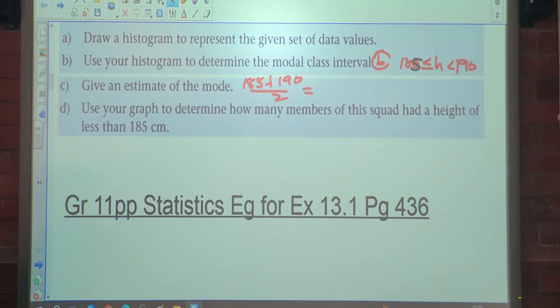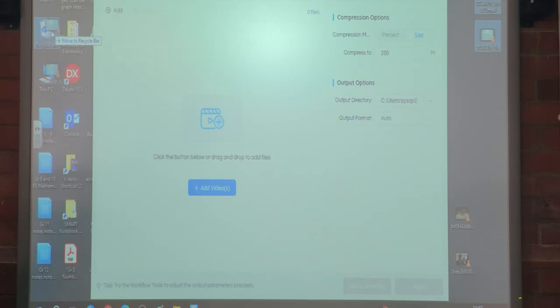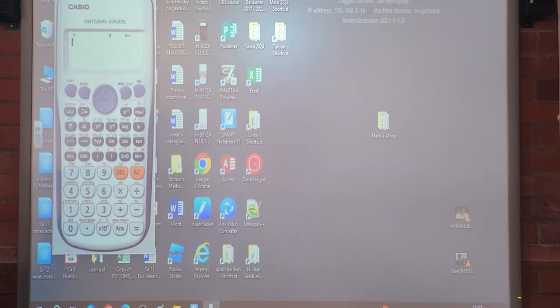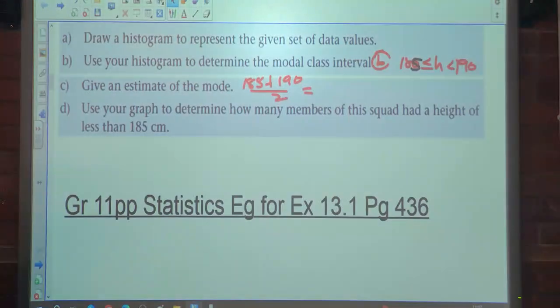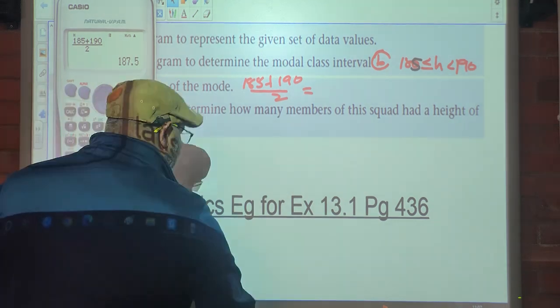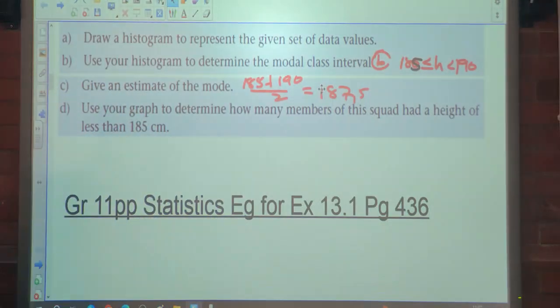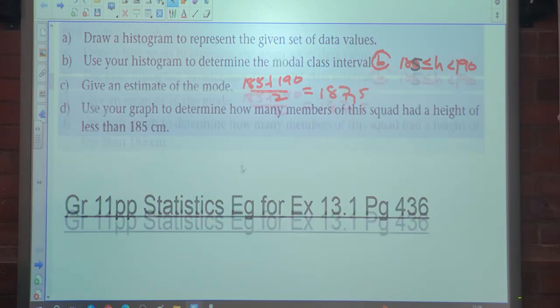Okay. So that gives us an answer. 185 plus 190 divided by 2 gives us 187.5. Does it follow the textbook? When they differ, then we can see why. Okay, we can explain why. Or maybe I'm wrong. Use your graph to determine how many members of the squad have a height of less than 185.